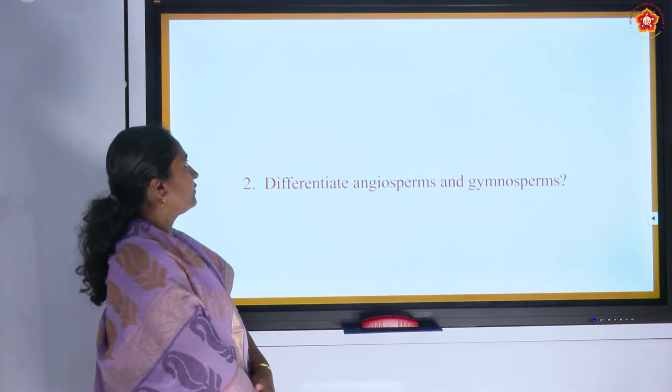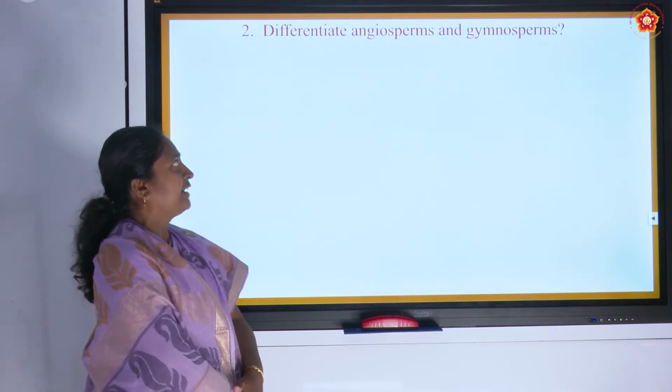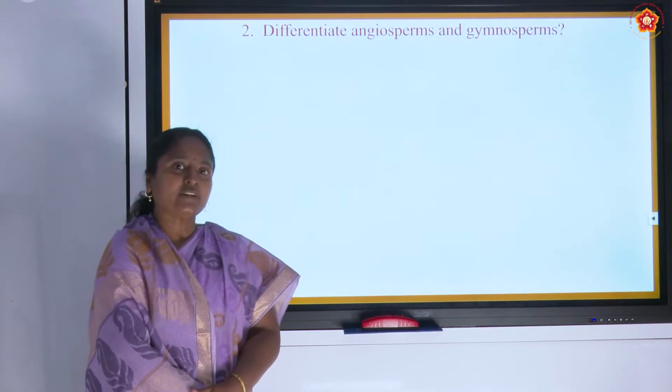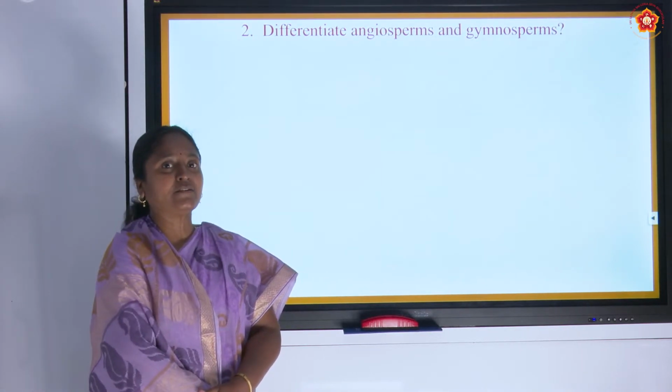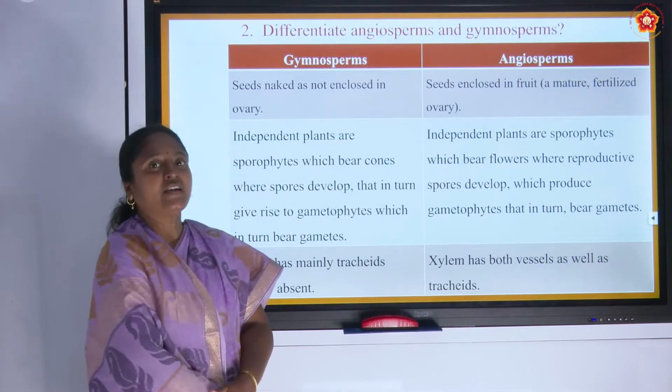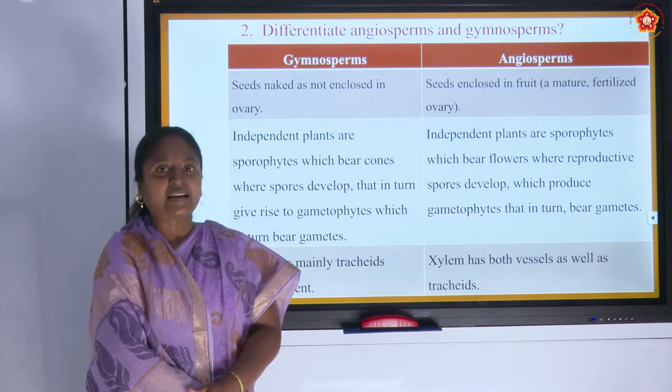The next question asked was to differentiate angiosperm from gymnosperm. For that we have studied a table. So, in a differentiation question, if you write it in the form of a table it will be good. In that you can list out the various differences you are going to write about.